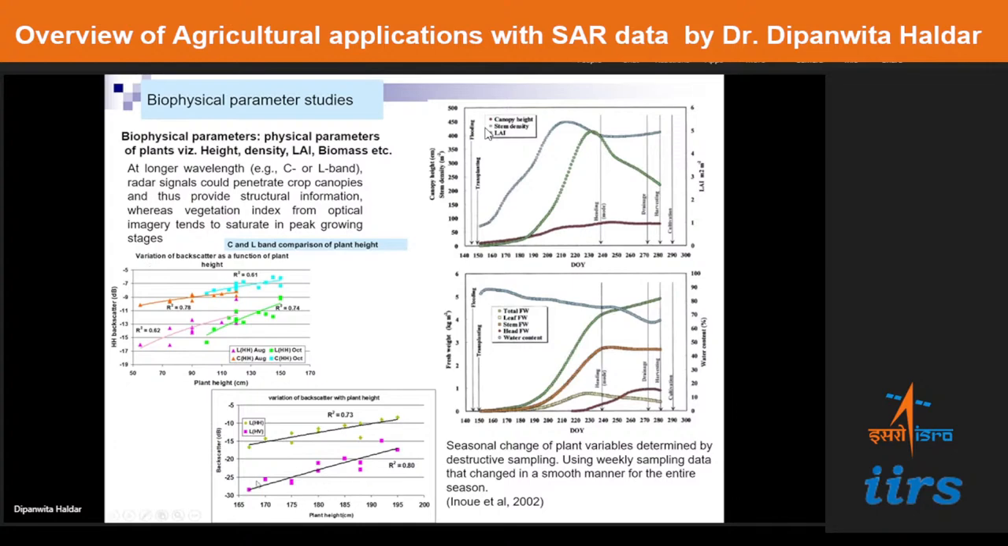Similarly, this is for L band HV and HH. So the cross-polarization response is stronger at higher plant height as compared to the co-polarization response, due to the multiple scattering interaction.